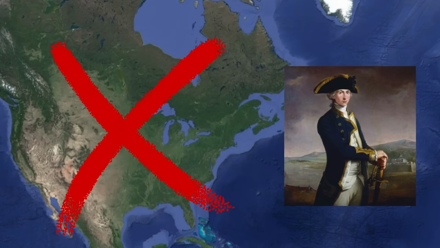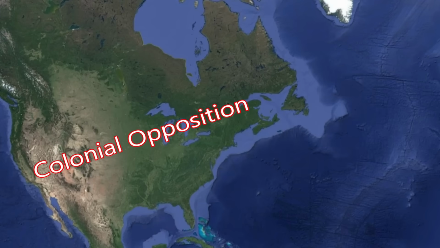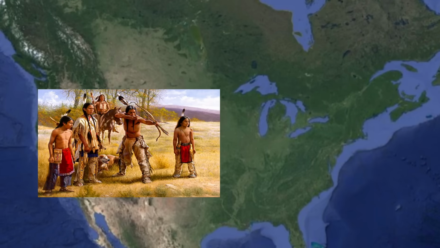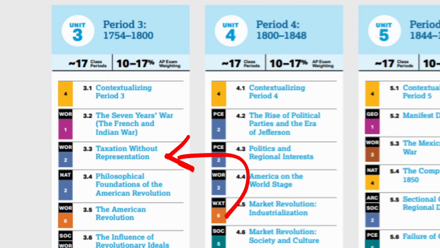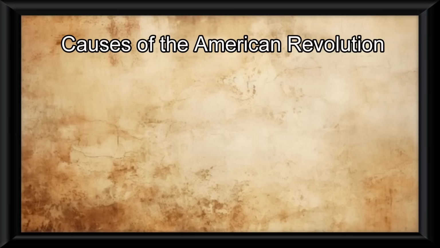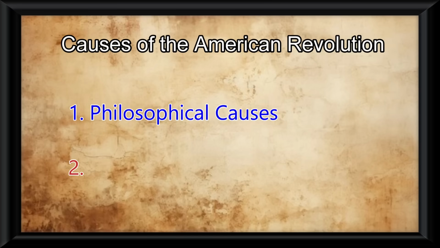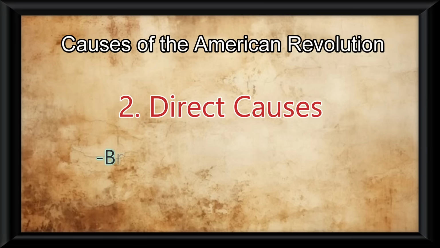After the British victory, imperial officials attempted to prevent colonists from moving westward, and this generated colonial opposition, while native groups sought to both continue trading with Europeans and resist the encroachments of colonists on tribal lands. Now we start talking about the causes of the American Revolution, which usually brings up two fields of thought: philosophical causes and direct causes. This video will be on the direct causes, being the British taxation.